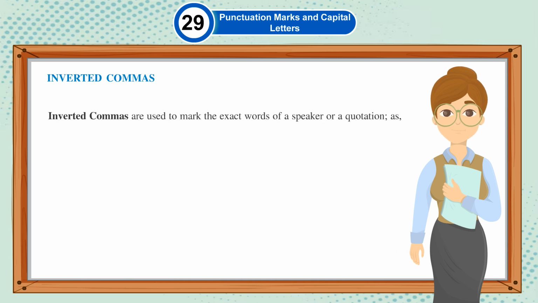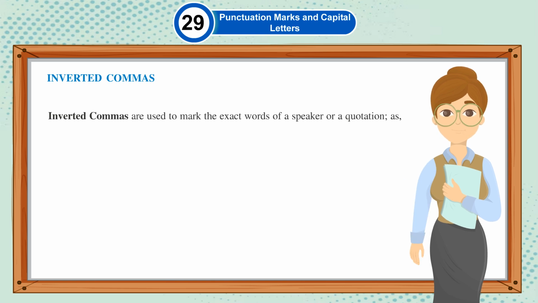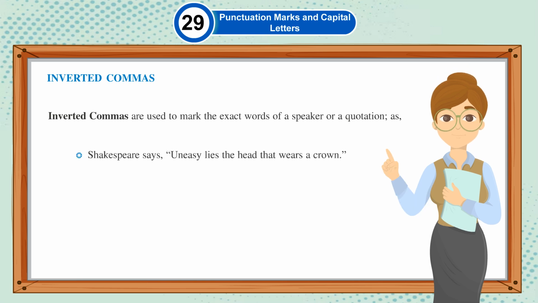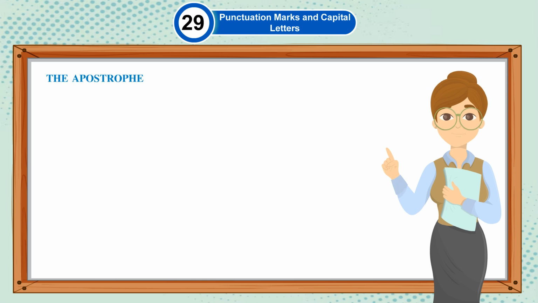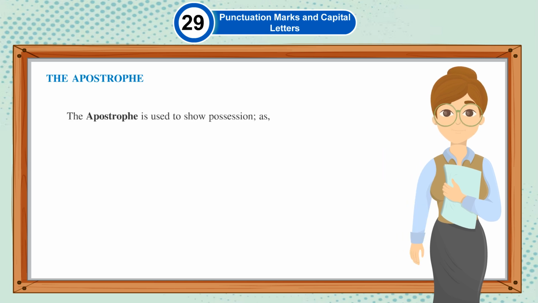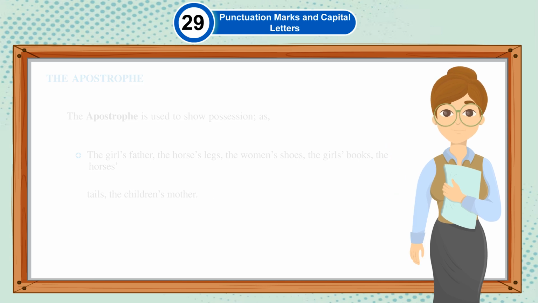Inverted commas. Inverted commas are used to mark the exact words of a speaker or a quotation, as: Shakespeare says, "Uneasy lies the head that wears a crown." She said, "I am guilty." The apostrophe. The apostrophe is used to show possession, as: the girl's father, the horse's legs, the women's shoes, the girl's book, the horse's tails, the children's mother.